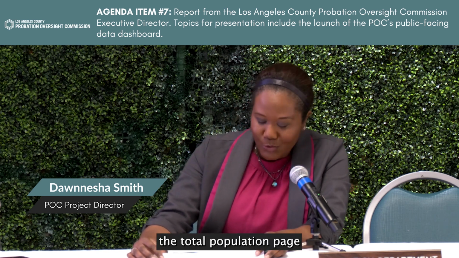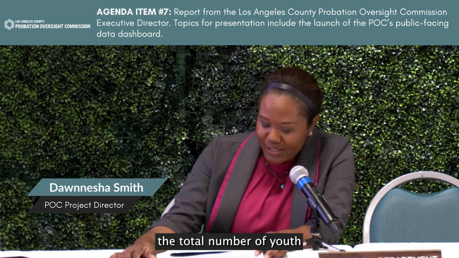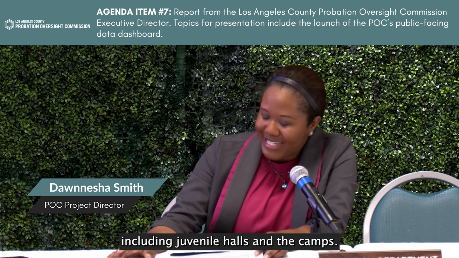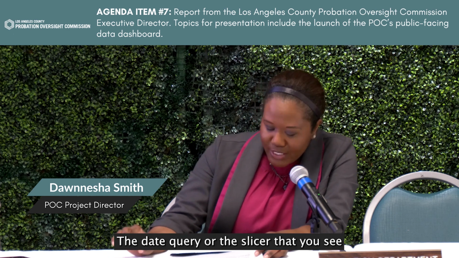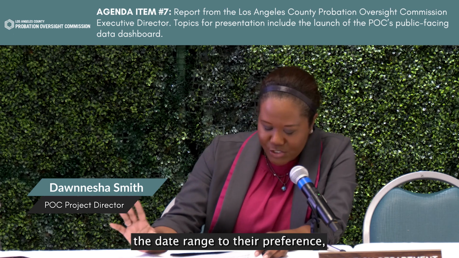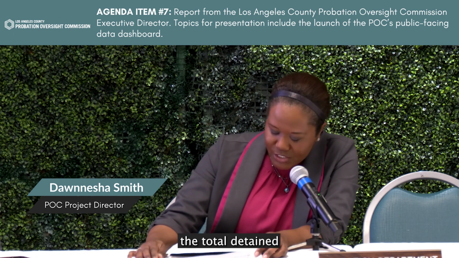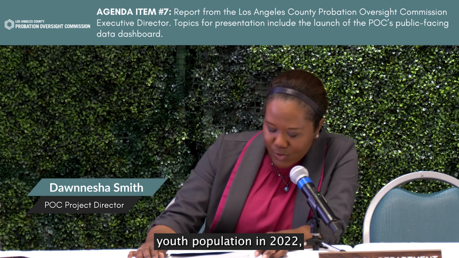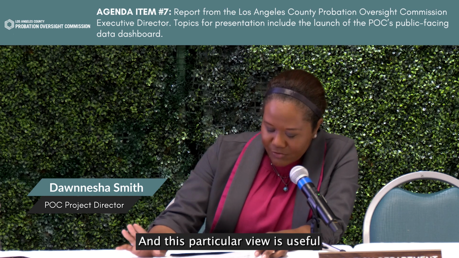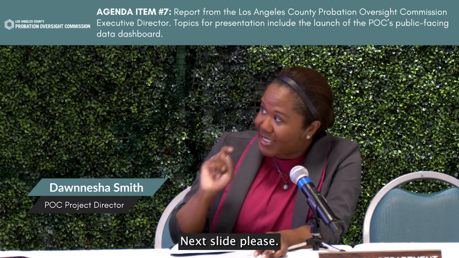This slide depicts the total population page. Within the total population view, you can aggregate the total number of youth across all facilities on a given day, including juvenile halls and the camps. The date query, or the slicer that you see in the upper right-hand corner, allows users to modify the date range to their preference. And that dashed line that you see running through the graph represents the total detained youth population in 2022, which was about 365 youth. And this particular view is useful for spotting population growth trends over time. Next slide, please.